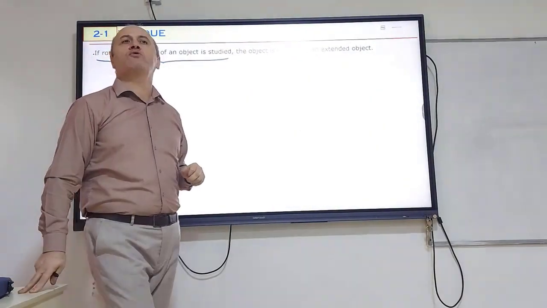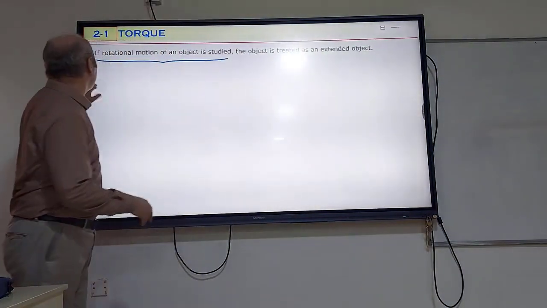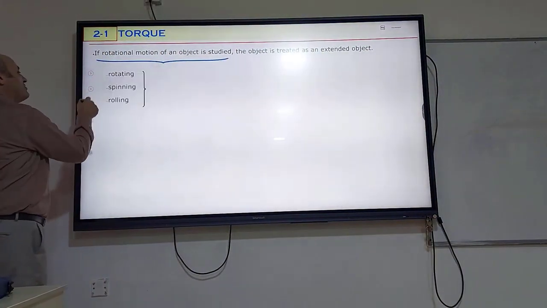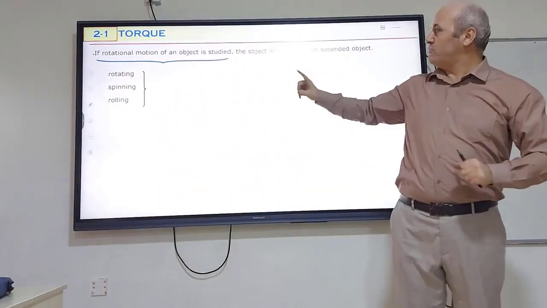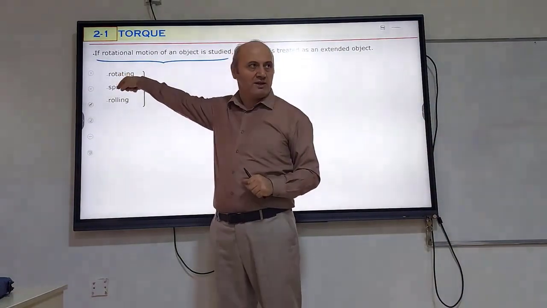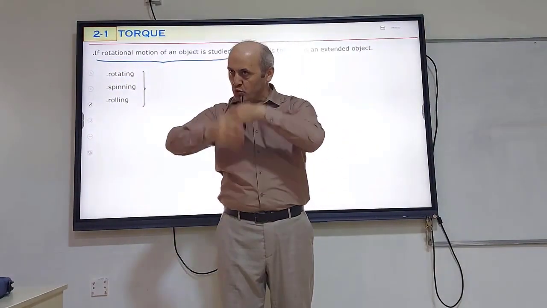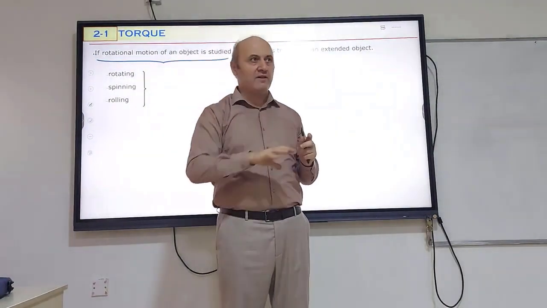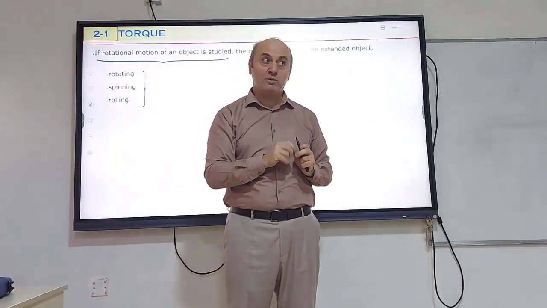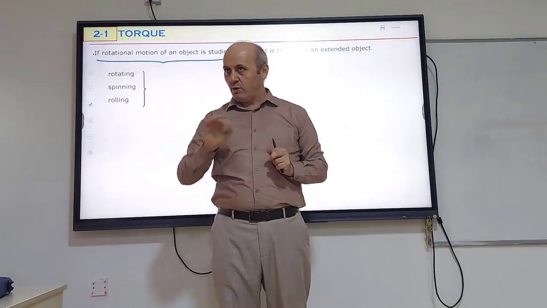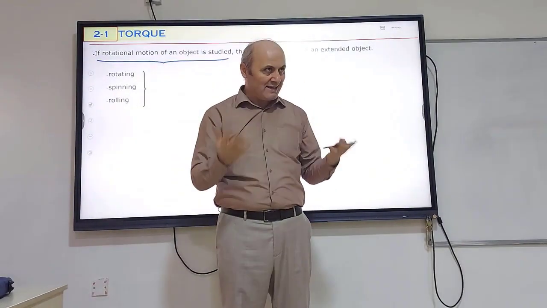If the rotational motion of the object is studied, in this case, we have to treat the object as an extended object. And again, three keywords. Two of them talk about rotational motion, rotating and spinning. Rolling is a different type of motion, which is about rotation and also translation. However, in rolling cases, also we have to treat the object as an extended object because every single point on the rolling object will have a different velocity. That's why you should treat it as an extended object.